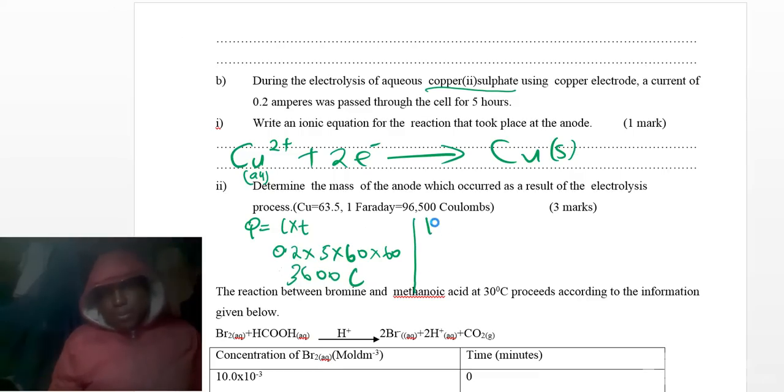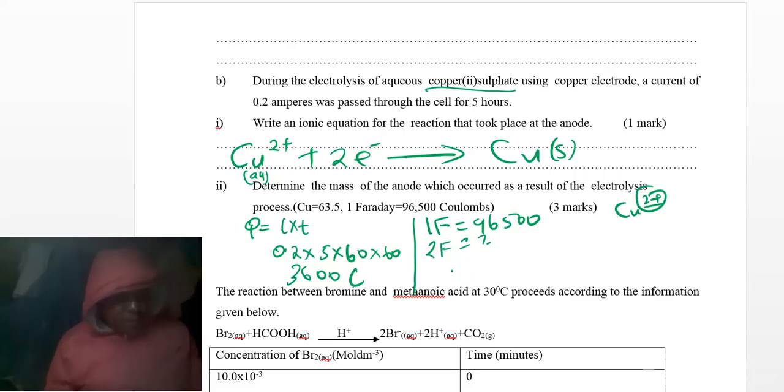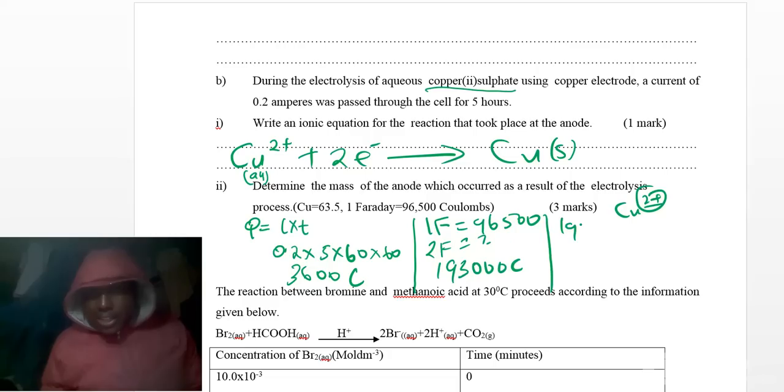But we know that 1 Faraday is equal to 96,500. But copper has 2 Faradays. The charge is 2, so it means it has 2 Faradays. 2 Faradays will be 193,000 coulombs. So 193,000 coulombs has a mass of 1 mole, which is equal to 63.5 grams.